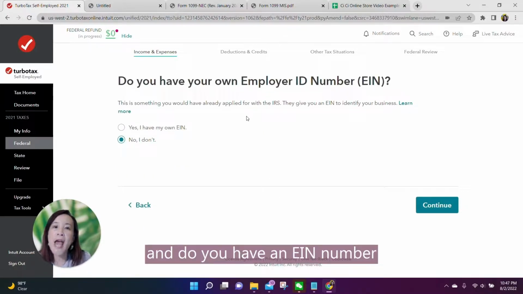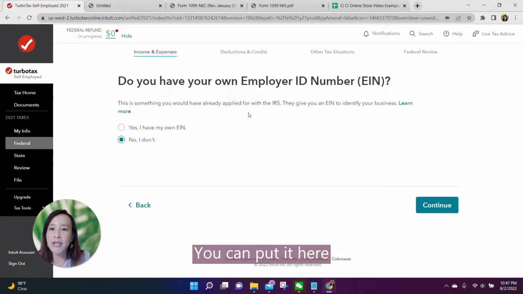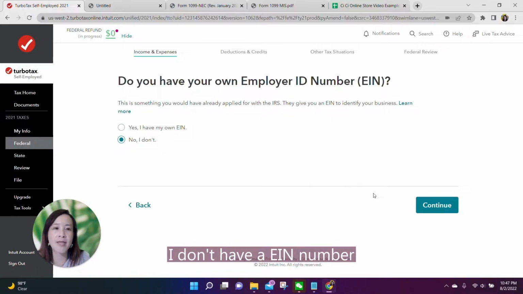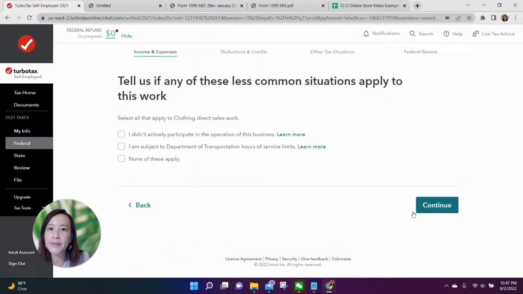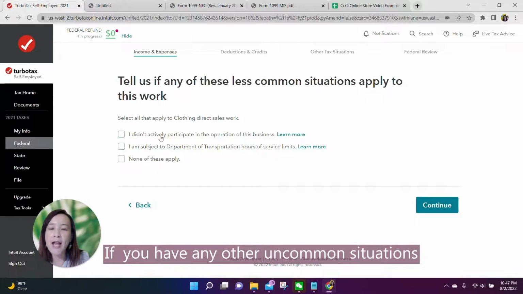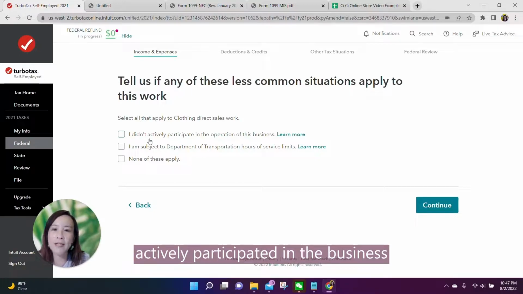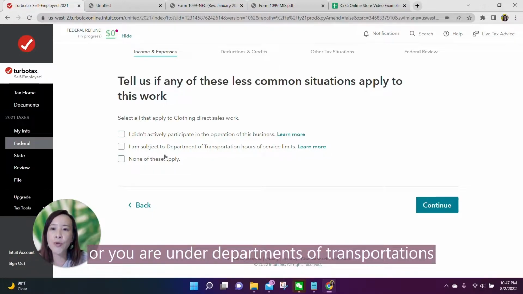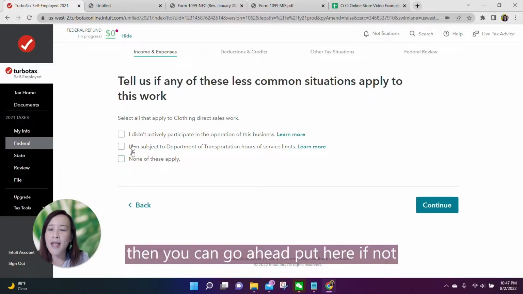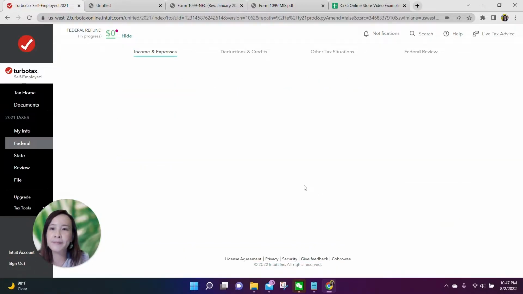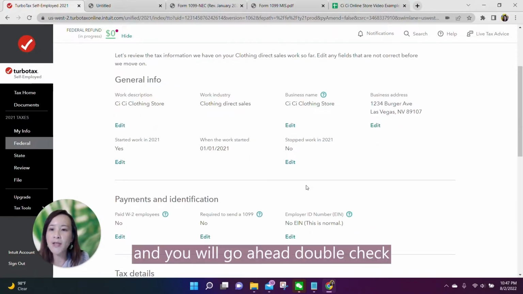And if you do have an EIN number, you can put it here. If not, which is normal, you can click No. I don't have an EIN number. Alright, if you have any other uncommon situations, for example, if you didn't actively participate in the business, or you are under the Department of Transportation, then you can put it here. If not, click None. Continue. And you will double check the information you have put.